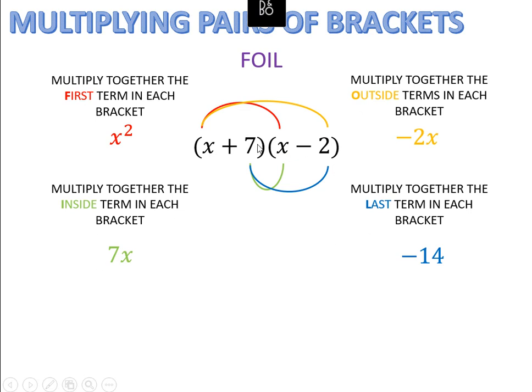Down the bottom here, I'm taking the 7 and multiplying it by the x first of all, and then I'm taking the 7 and multiplying it by the minus 2. So everything in the first bracket is multiplied by everything in the second bracket. I get these 4 terms, right? What I want to do with these 4 terms is add them all together.